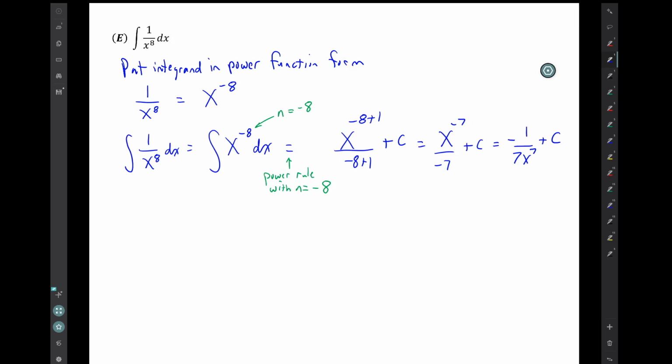But notice that we did this in a couple of steps. We converted the integrand to power function form so that we could use the power rule, and we ended up with a result in power function form. But it's nice to leave the final answer in positive exponent form.